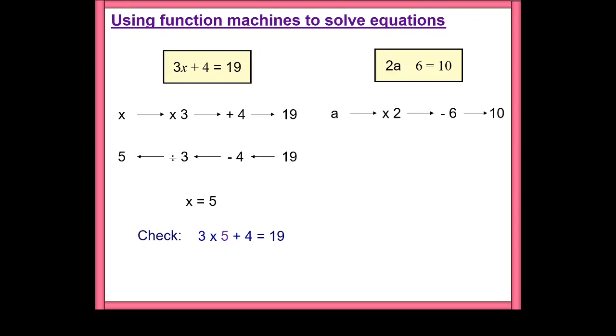So let's do the inverse. So starting with 10, instead of minusing 6, we're going to add 6. Instead of multiplying by 2, we're going to divide by 2. So 10 plus 6 is 16, and 16 divided by 2 is 8. So our answer this time, A equals 8. Again, check by substitution. 2 times 8 minus 6 is 10. So we've again got that one correct.